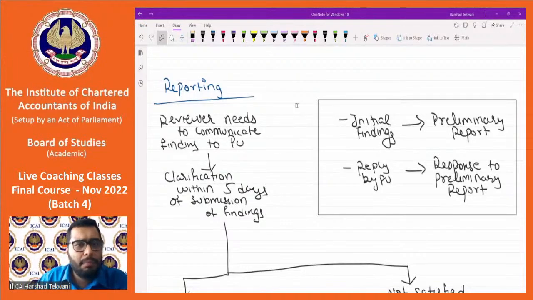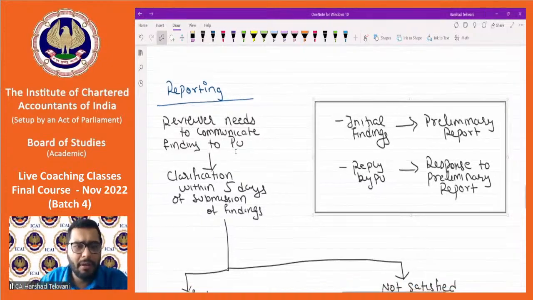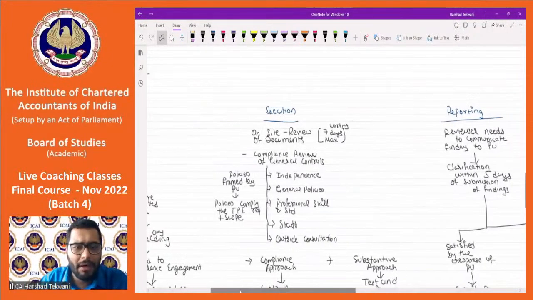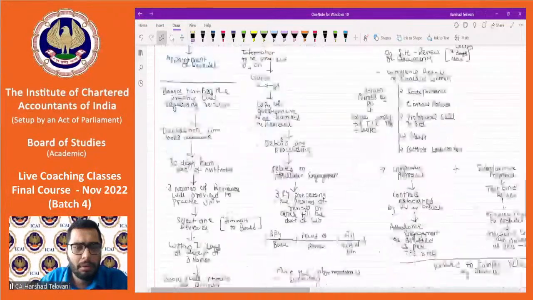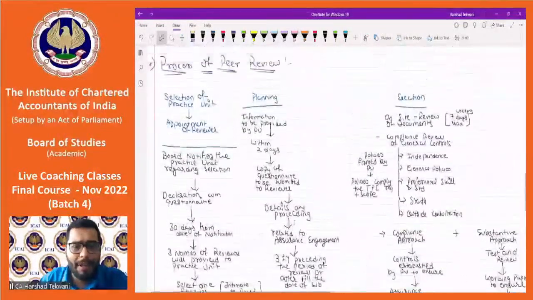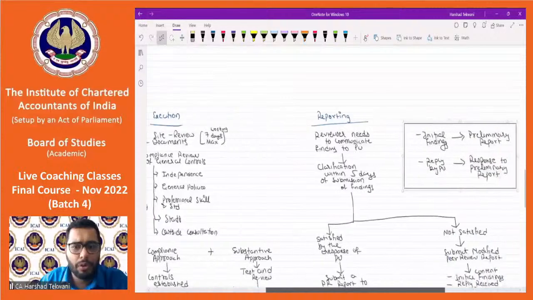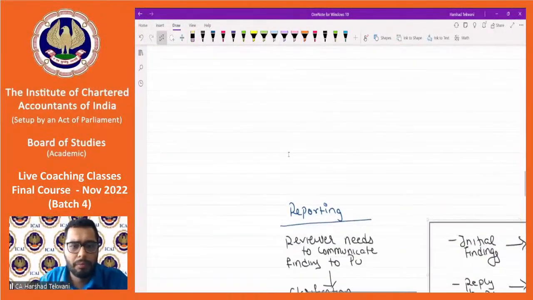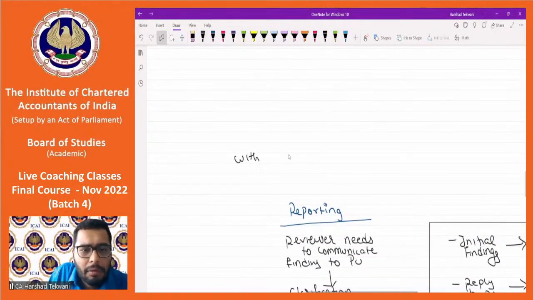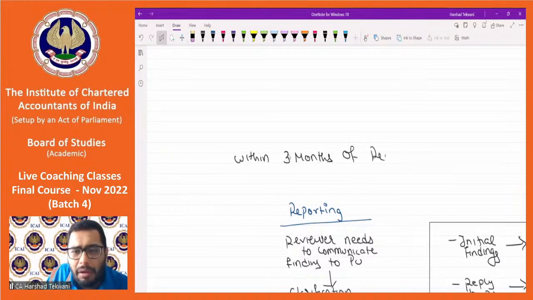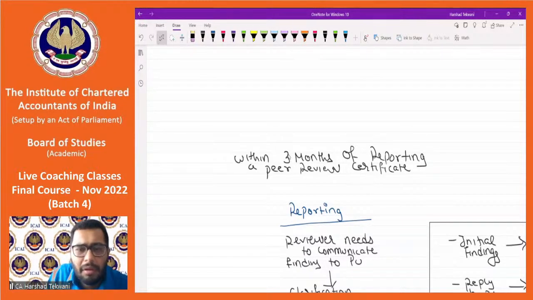Once on the receipt of the peer review report, the board within 3 months issues a peer review certificate. So once the reporting is done, within 3 months of reporting, a peer review certificate is issued.